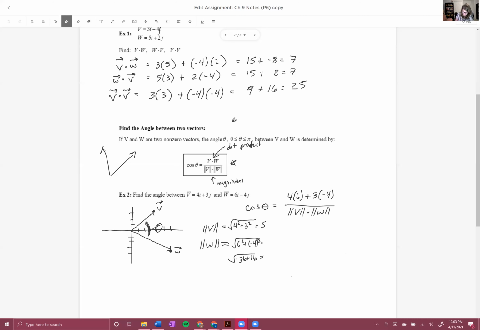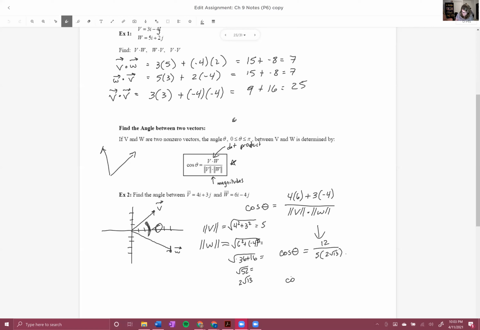Which is square root of 52, which I don't think we need to write simplified, but I'll do it anyways, 2 square root of 13. So coming back to our actual work, cosine theta equals on top here, 24 minus 12. So we got 12 on top. On the bottom, we're going to have 5 times 2 root 13.